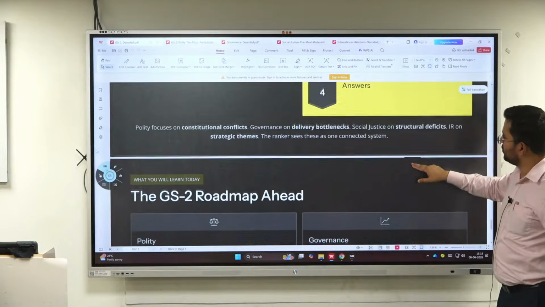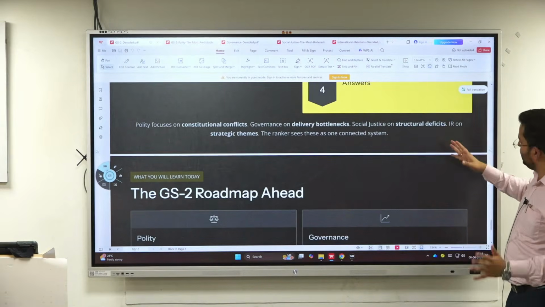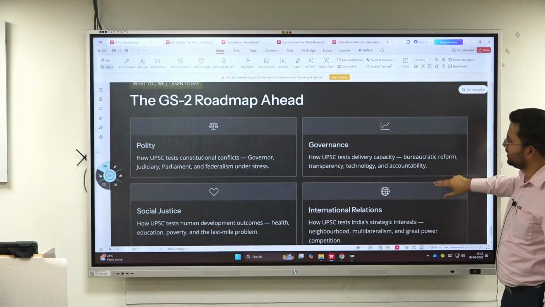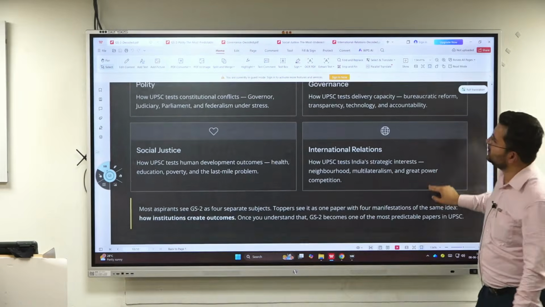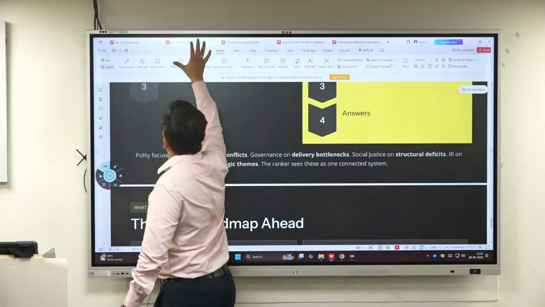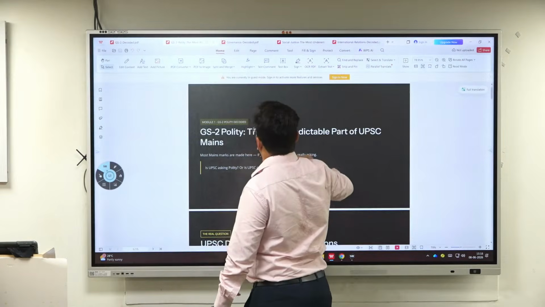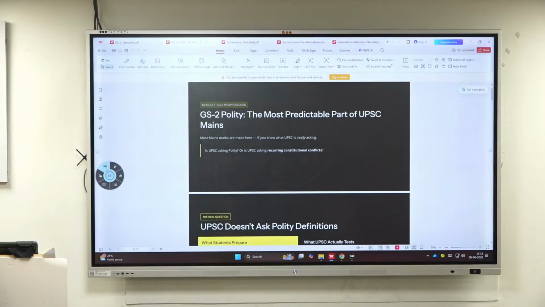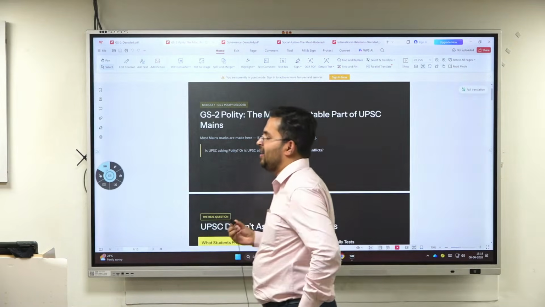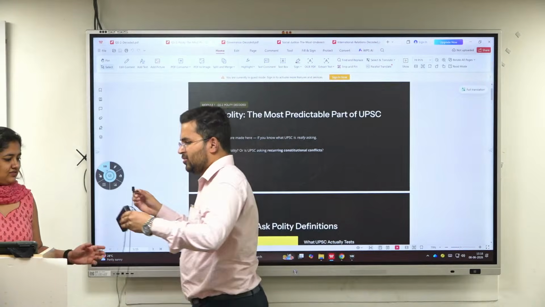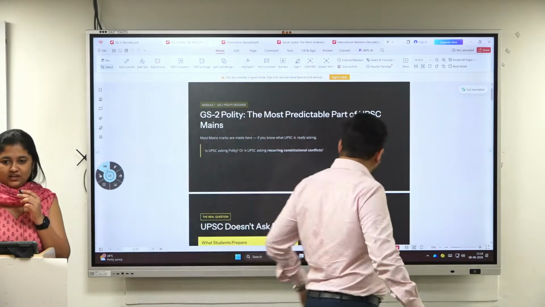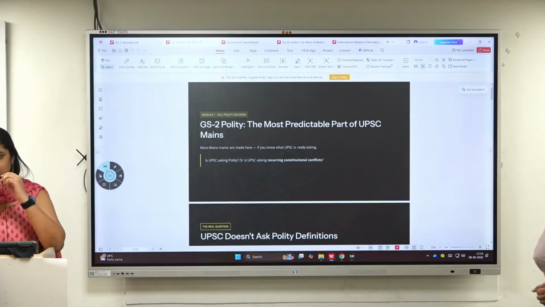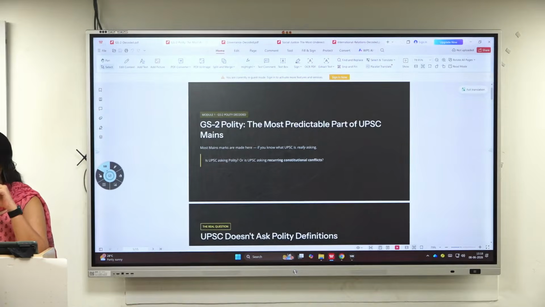Governance is about delivery bottlenecks, so it's about structural deficits. IR is about strategic. Now the roadmap ahead, I'll cover each of these. Start off quick. Polity. Okay, like we followed for GS paper 1, I would again tell you to do the same suit for GS paper 2.